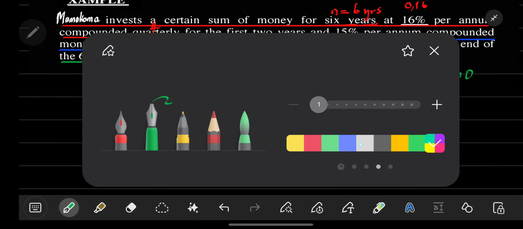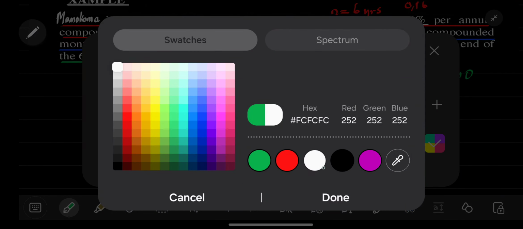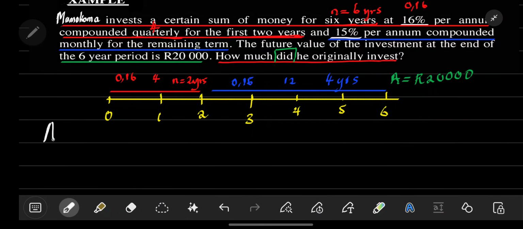A is equals to P, open brackets, 1 plus I, to the power of N. Okay, so this is the formula that we are using. Why are we using this formula? I mean, we had so many hints. You remember them: compounded quarterly, compounded monthly. So that is the reason why we are using that formula.